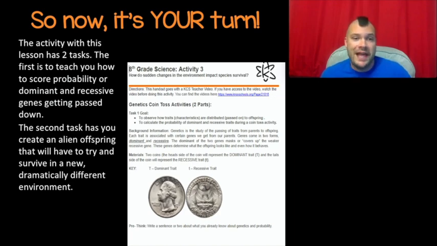So now it's your turn. This activity has 2 tasks. The first is to teach you how to score probability of dominant and recessive genes getting passed down. And the second task has you create an alien offspring that will have to try and adapt and be able to survive in its new environment. So the first activity, let's look at part one first.